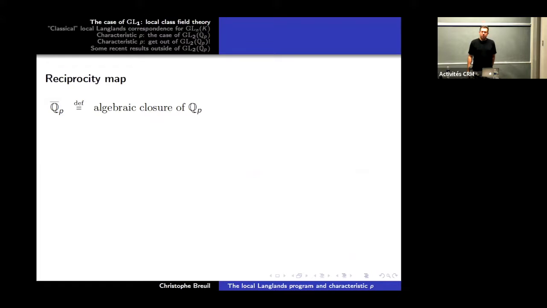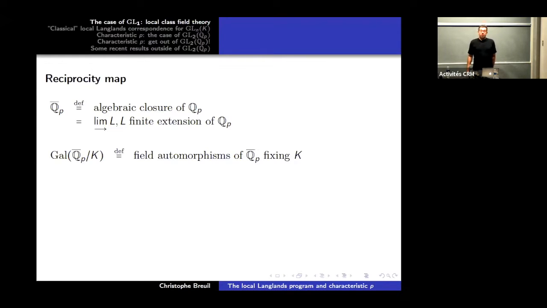So Qp bar will be the algebraic closure of Qp, where you take all finite extensions of Qp and put them together. You take all roots of all polynomials with coefficients in Qp. This gives an algebraic closure of Qp. And then I need the Galois group of Qp bar over K. This is the field automorphisms of Qp bar fixing K point by point: bijections from Qp bar to Qp bar which respect multiplication and addition, and which fix elements of K. This is a non-commutative group, a big group. This is called the Galois group of Qp bar over K, and it is a profinite, hence compact group.